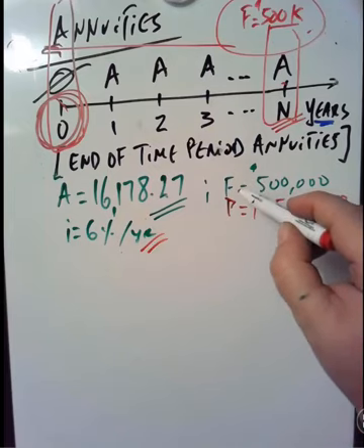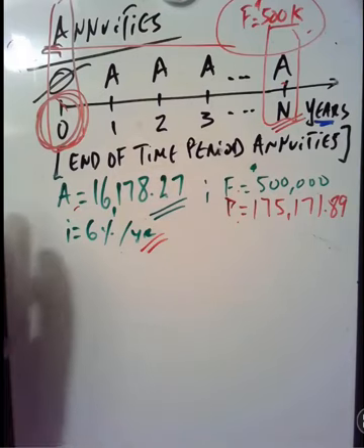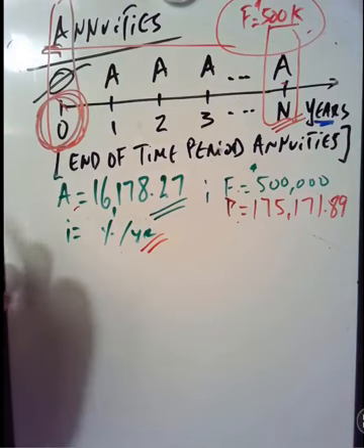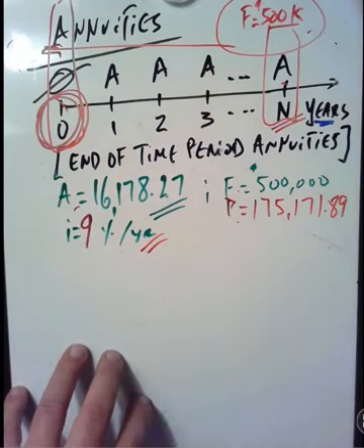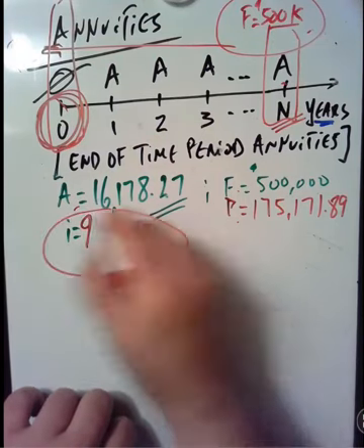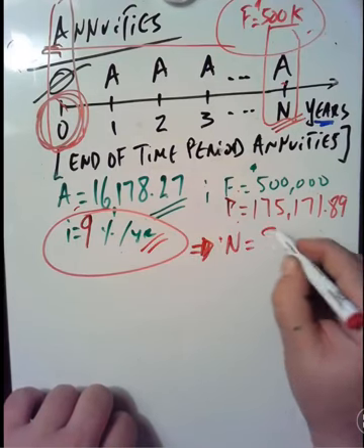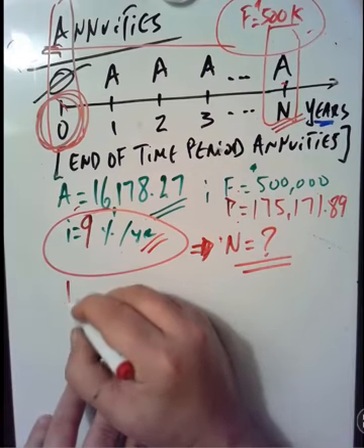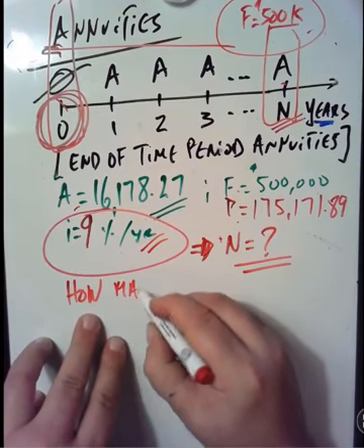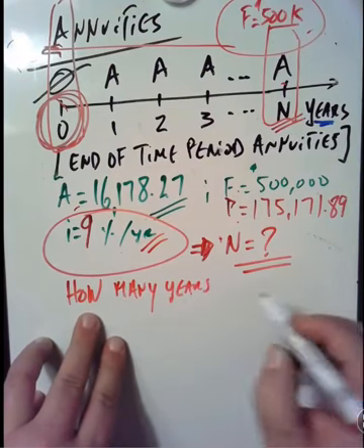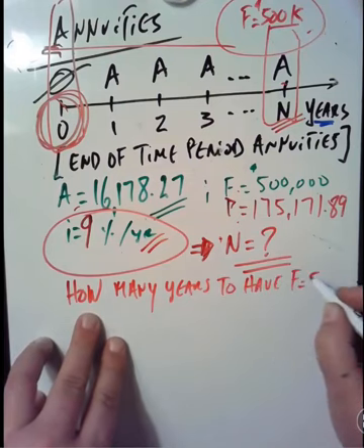We already did an exercise for F, another for P, another for A. So now let's say, what if the interest rate was, let's say 9% per year. If the interest rate was 9% per year, then how many years? So the question now is, I'm changing a little bit the exercise, so how many years to have F equal to 500k?